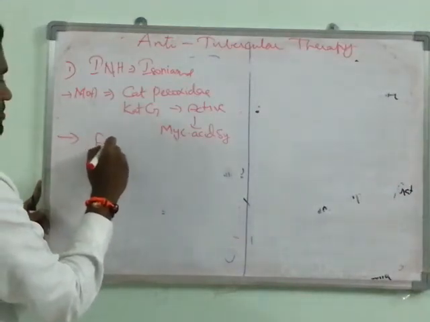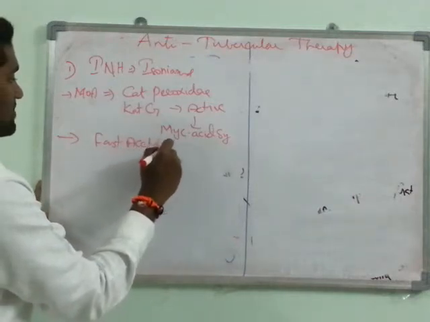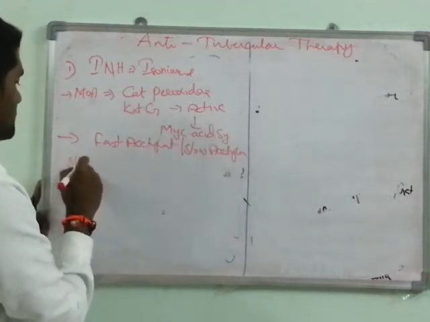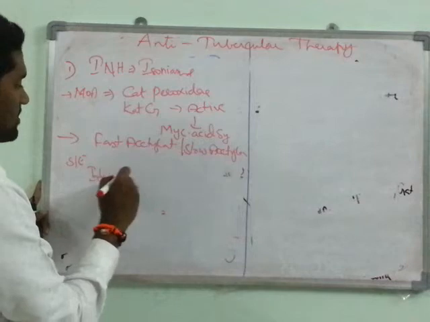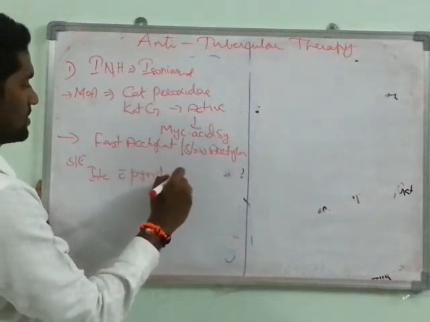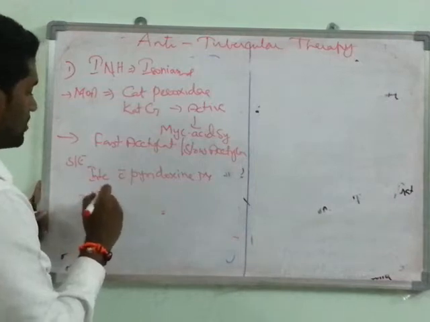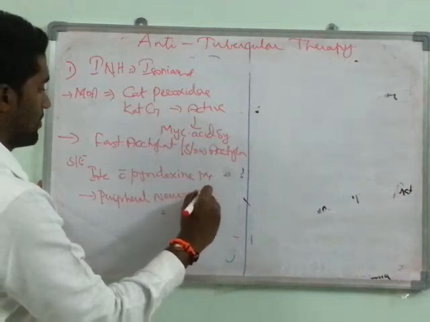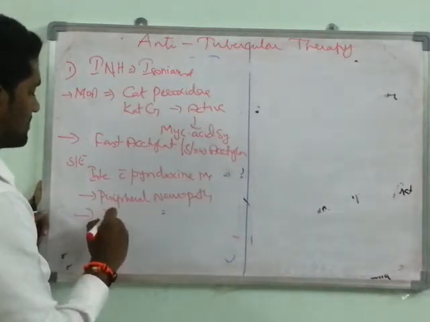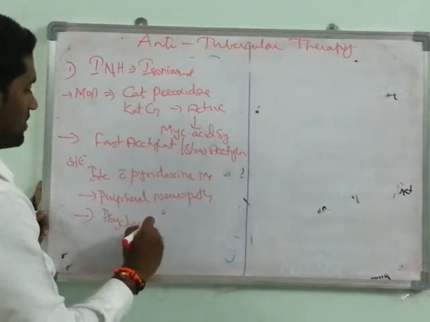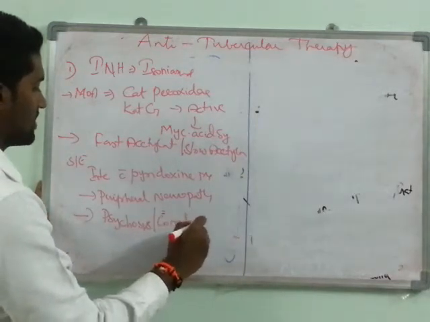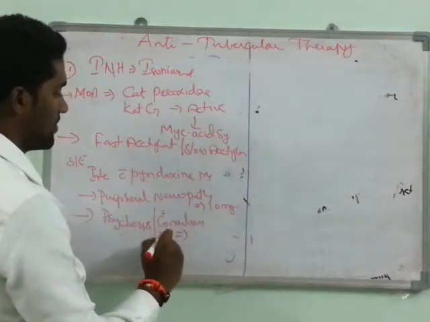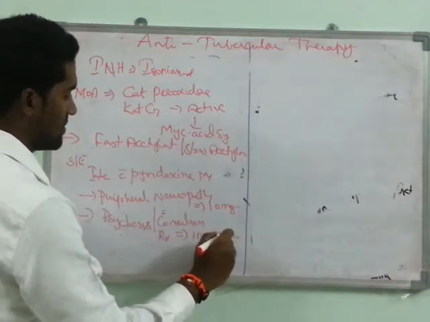One more thing important to remember is there will be fast acetylators and slow acetylators. Side effects: as it interferes with pyridoxine metabolism, it will cause peripheral neuropathy, and in severe cases it can cause psychosis, convulsions, that is neuropsychiatric manifestations. Here for prophylaxis 10 mg is given. For treatment of this episode 100 mg is given.